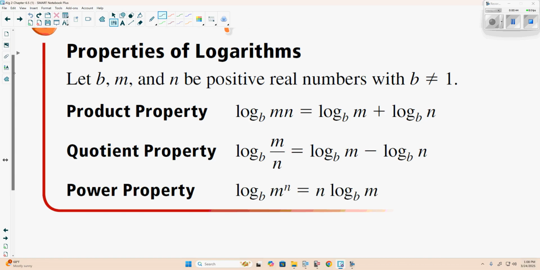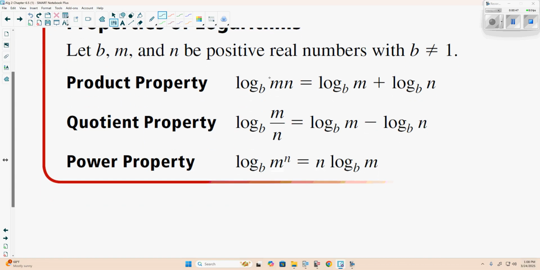Now, the product property says if we have two or more things being multiplied together inside the logarithm, we can rewrite it as a sum of those products. So log base b of m times n is equal to log base b of m plus log base b of n. We can expand it out. And in some ways, this will make it easier with solving, simplifying. We can take it from 1 to 2. And a lot of times when we're solving, we want to take two logarithms and make them into a single one. We want to simplify it down.